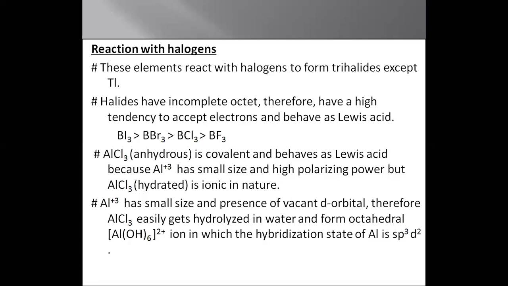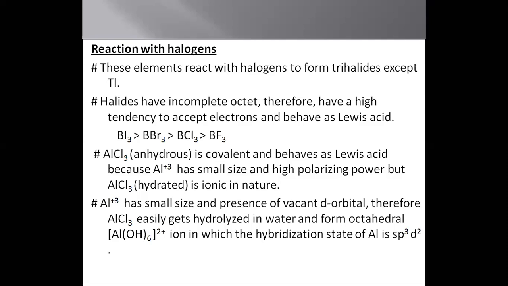And when any element accepts a pair of electrons, it is called a Lewis acid. So any family member of the boron family, whenever the trihalides of the boron family are there, they lack one pair of electrons to complete their octet structure, and hence they accept a pair of electrons and act as Lewis acids. So this is one of the important features of this family.